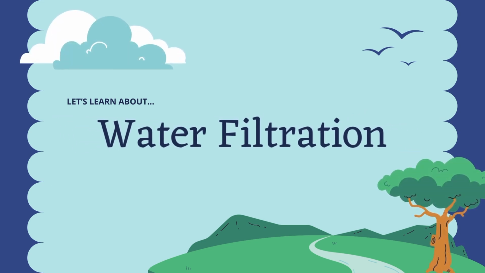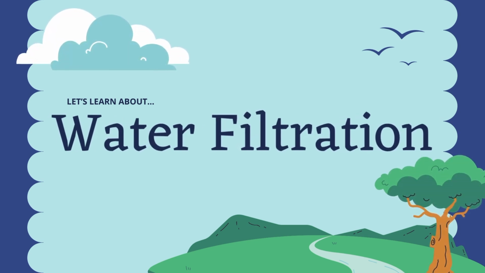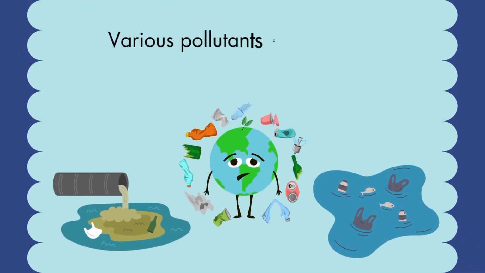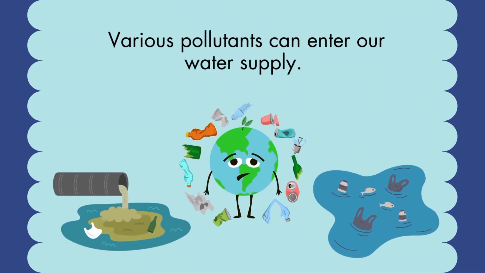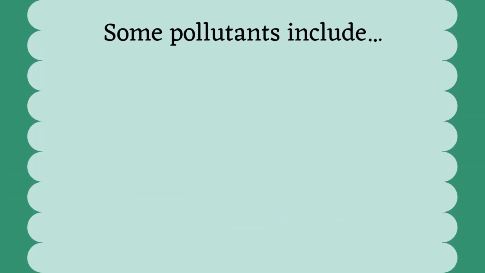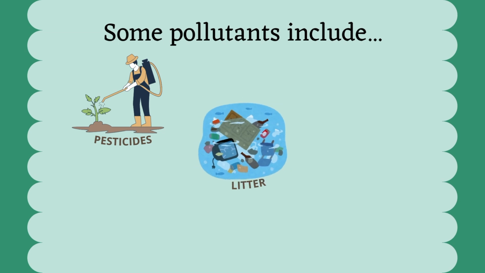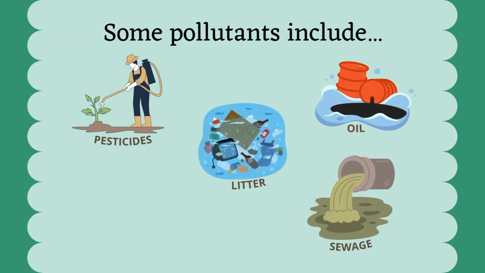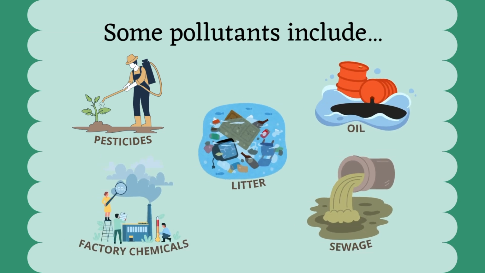Let's learn about water filtration. Pollutants are constantly entering our water supply, making our water less safe. They come from both humans and nature. These pollutants may include pesticides, litter, oil, sewage, and factory chemicals.